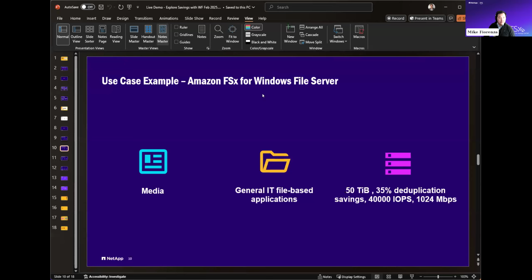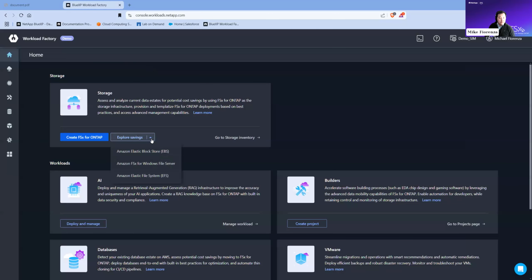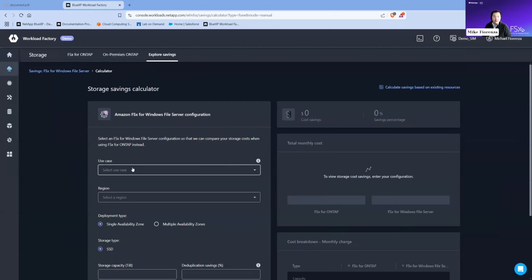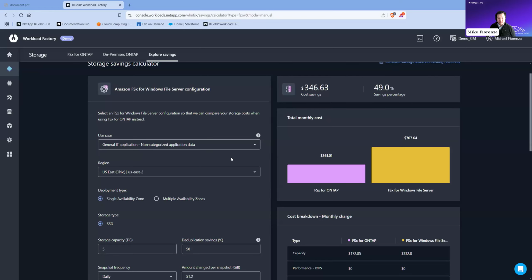So going back to the calculator here, like we had looked at before, we can see that there is FSx for Windows File Server. Clicking into that, this doesn't look any different from the one previously. It's the same calculators, the same types of parameters that you're entering. But in this case, we're just going to say this is a general IT use case.